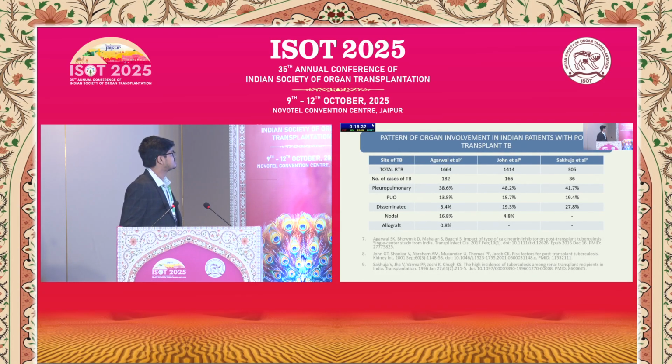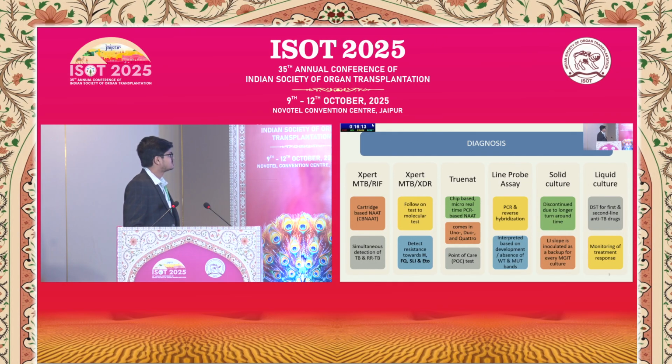These are the studies done in India which show the pattern of organ involvement post transplantation. Studies by Agarwal et al., John et al., and Sakhuja et al. show that the bulk of the patients have pleuropulmonary disease, pyrexia of unknown origin, or disseminated tuberculosis.